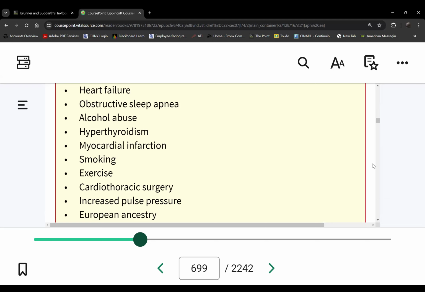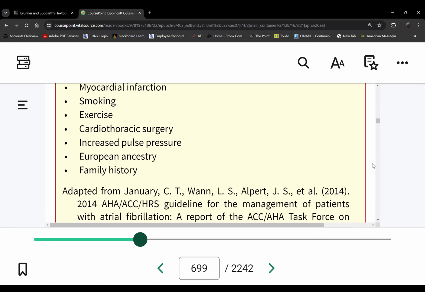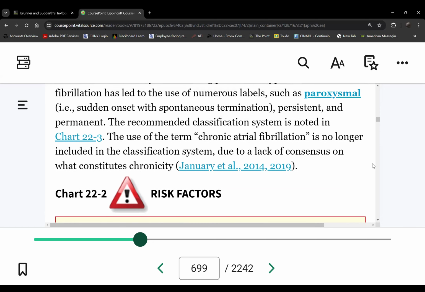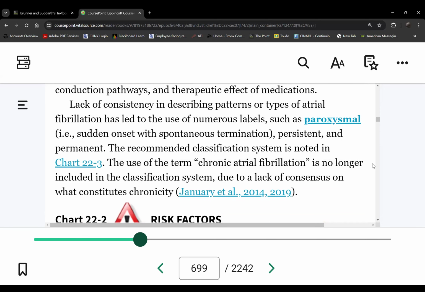AFib can be one time, meaning paroxysmal. It happens one time, never happens again. That's possible. It can also be persistent AFib, or it could be also long-standing, or it could also be permanent AFib. Okay, so there's different types. So that means how long your treatment goes depends on what type of AFib do you have.